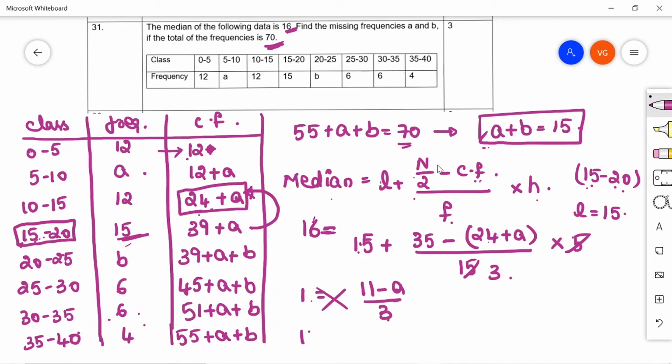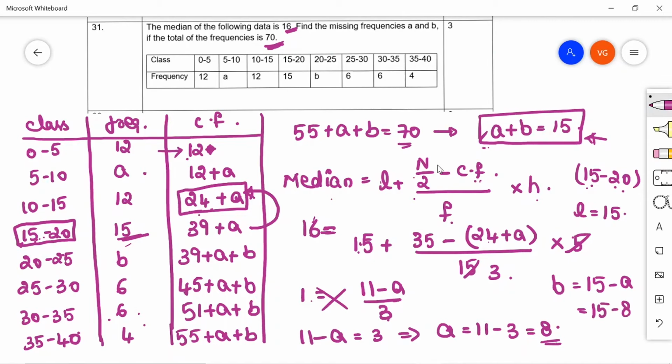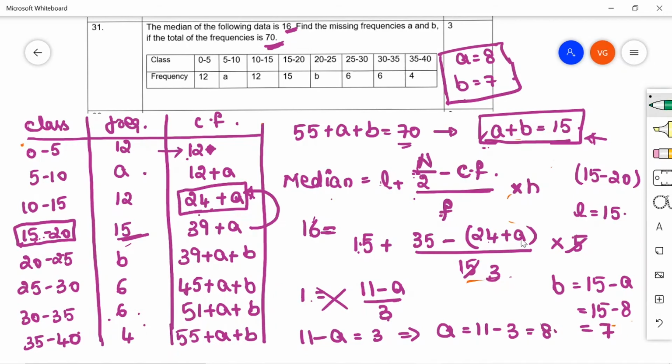So just cross multiply. 11 minus A is equal to 3. So A is equal to 11 minus 3, that comes to 8. So value of A is 8. Put it in this equation, A plus B is 15. Then B is equal to 15 minus A, 15 minus 8, that is nothing but 7. So the value of A is equal to 8 and B is equal to 7. Write it down clearly and put a box around.